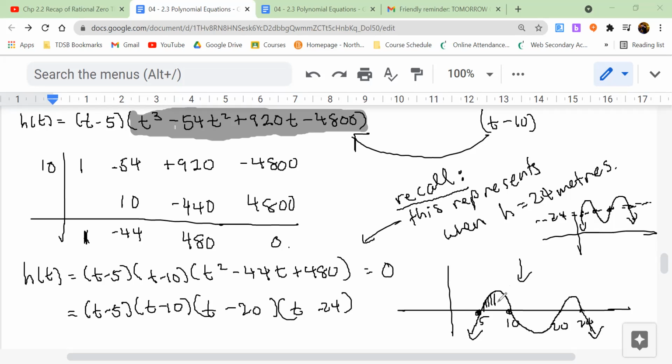So between 5 seconds and 10 seconds, I'm above 0. And between 20 and 24 seconds, I am above 0. That, therefore, will be the exact same intervals that are going to be above 24. So the final thing would be the car is above 24 meters between 5 and 10 seconds and 20 to 24 seconds.